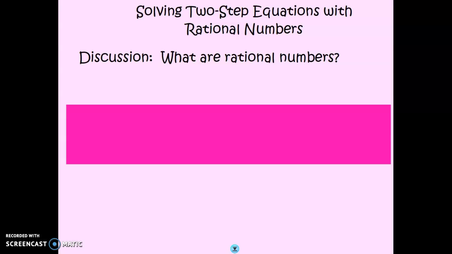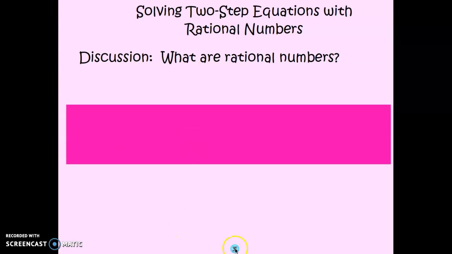Hello, good morning. Today we're going to be solving two-step equations with rational numbers. So first question is, what are rational numbers? Rational numbers are any positive and negative number that can be written as a fraction. Okay, so this includes all of our positive and negative whole numbers, all of our positive and negative numbers that are fractions, and all of our positive and negative numbers that have decimals.